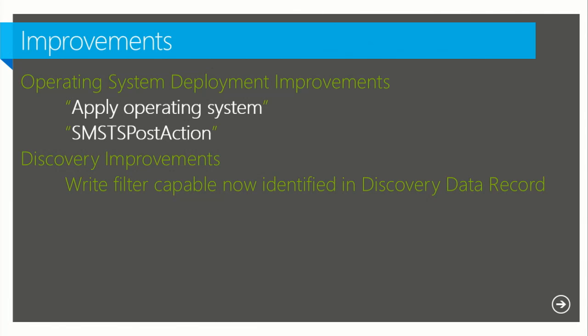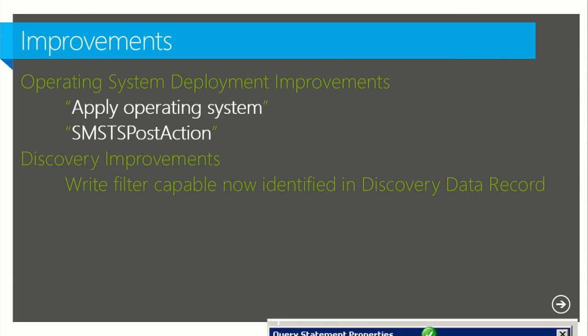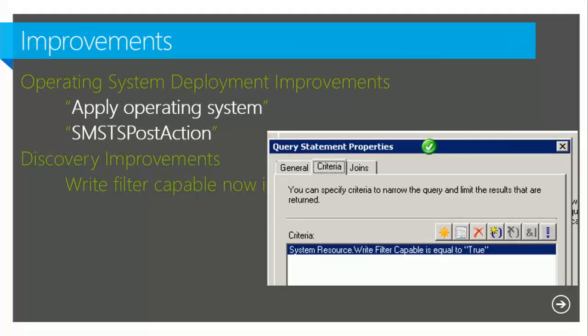And we've also added some discovery data record improvements. We now have the ability to identify write filter enabled devices. Because of that discovery improvement, you can now create collections of embedded devices based on that DDR value. You can build an embedded collection and say, write filter capable device, if it's equal to true, then do this.